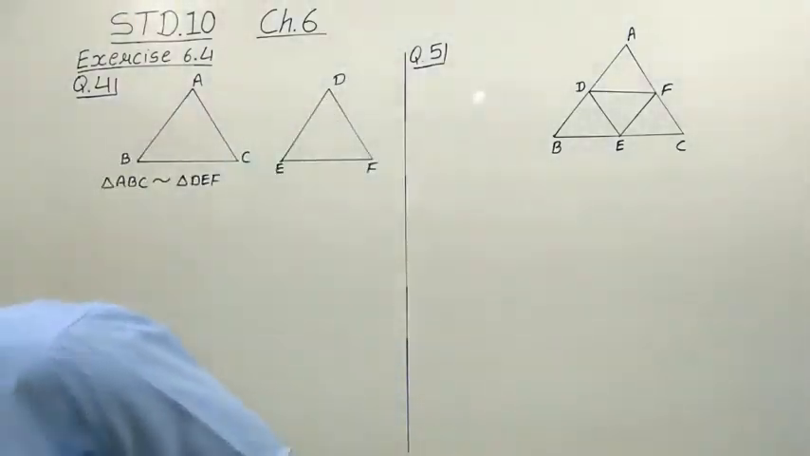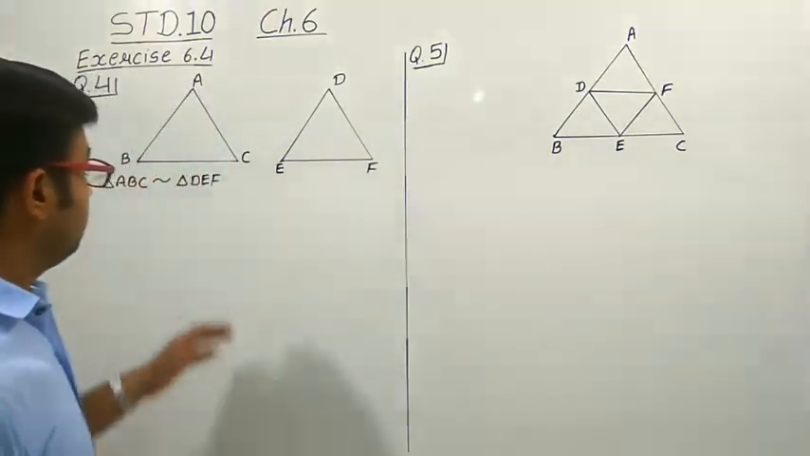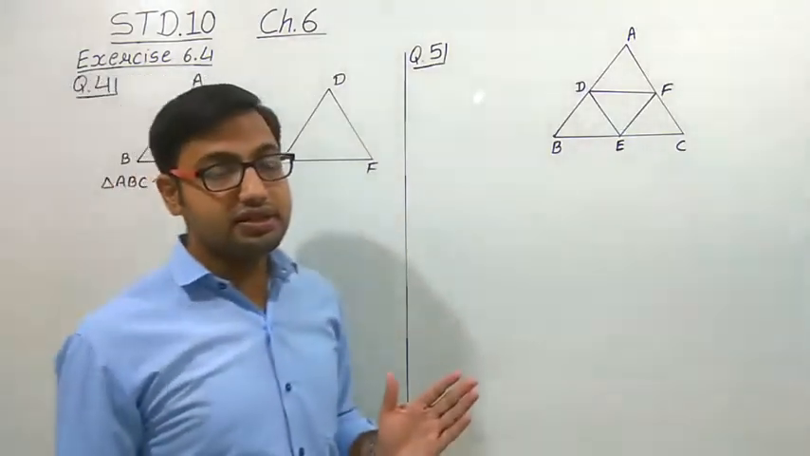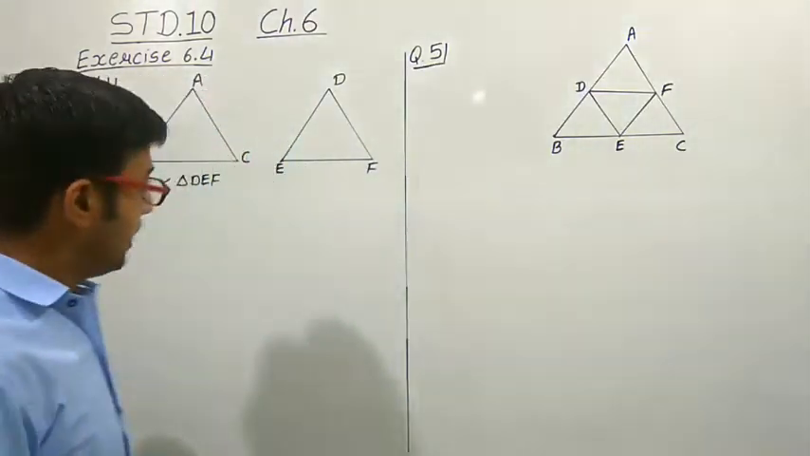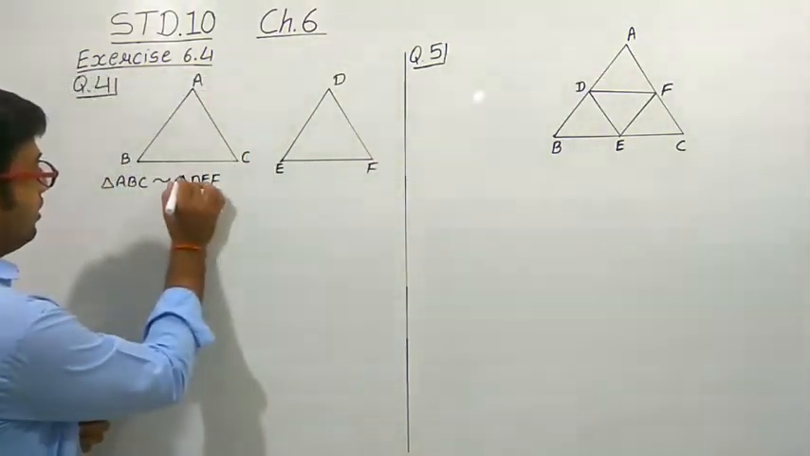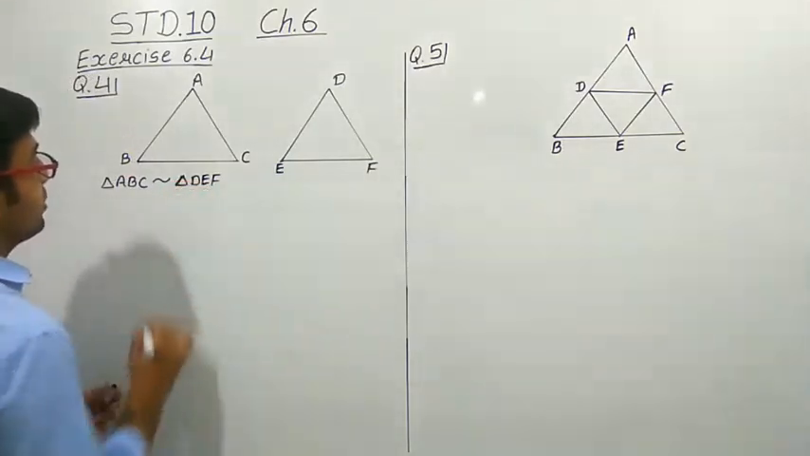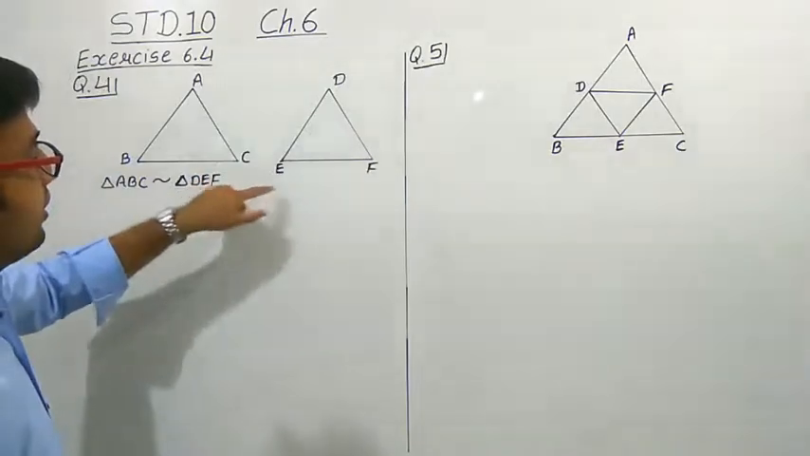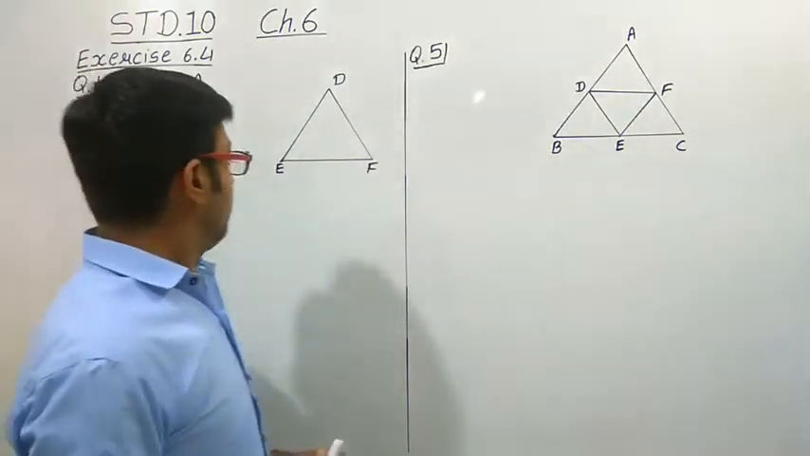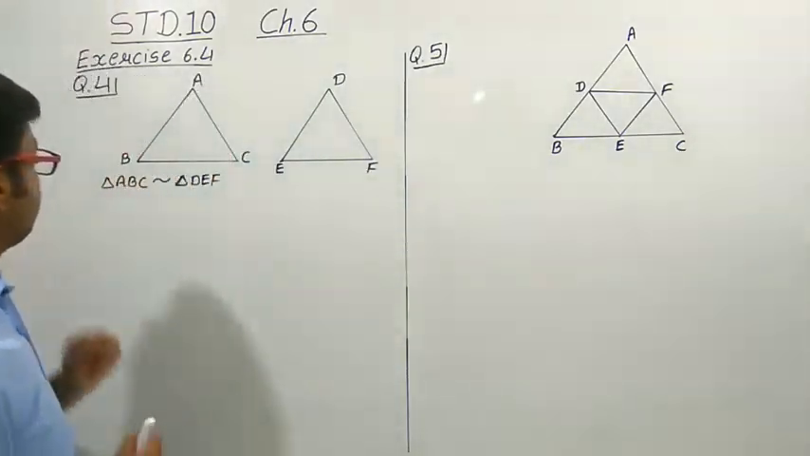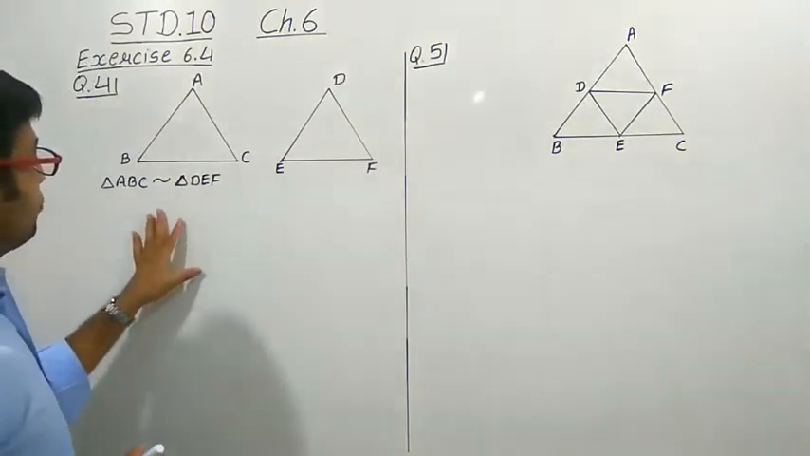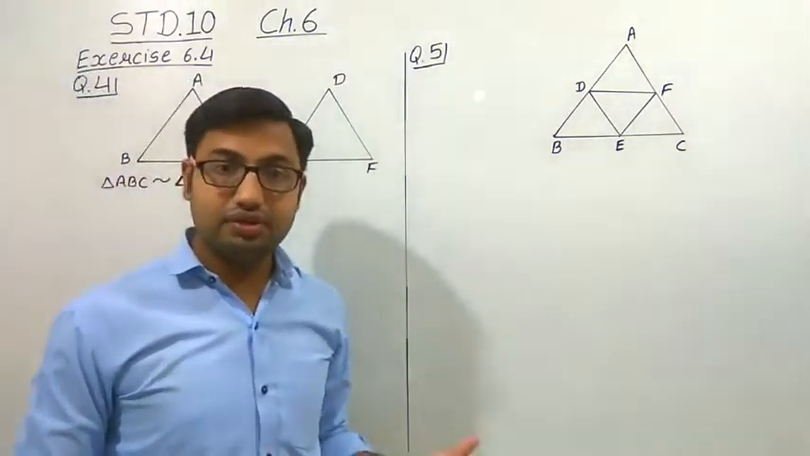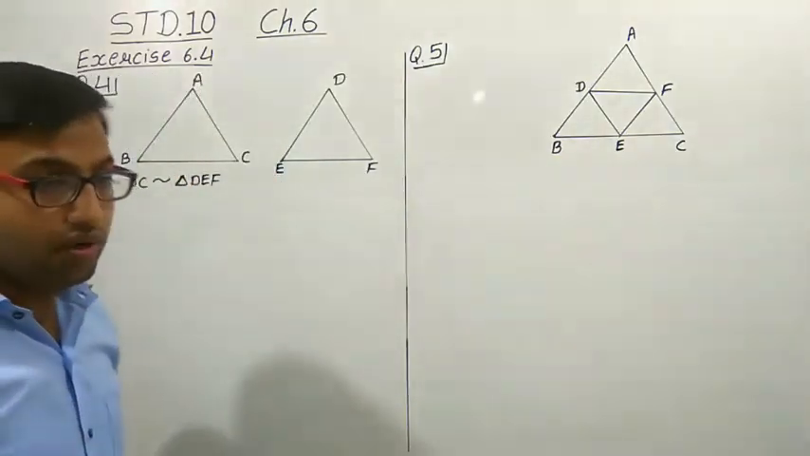So here we are given that the areas of the two similar triangles are equal. Then we have to prove that the two triangles are congruent. So let us suppose two triangles. One is triangle ABC, the second one is triangle DEF. Here we are given that the two triangles are similar to each other. The second thing we are given is that their areas are equal.